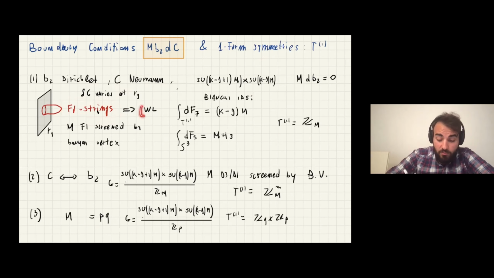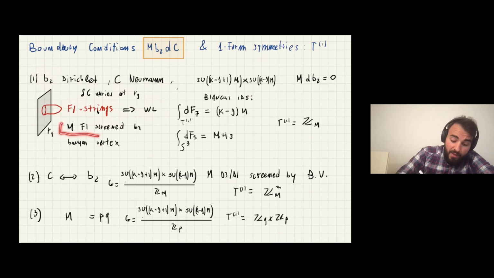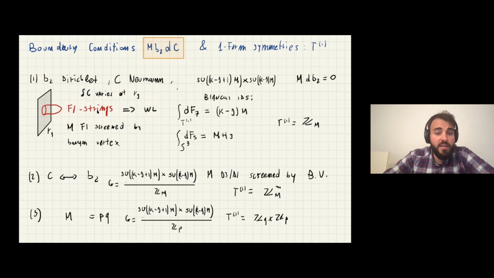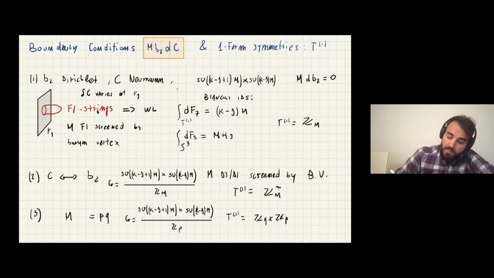Another aspect that is important is that if we study the F1 strings, which will give rise to the Wilson line, because the F1 strings are electrically charged under this B2, then if we put M F1 strings in this geometry, which terminate at the slice R_J, this will be screened by what is called the baryon vertex. So the baryon vertex is a coupling of the theory which trivializes, in this case, M F1 strings. And it is given by a combination of D5 brane, which has this flux configuration. So this is a probe D5 brane, together with a probe D3 brane wrapping S^3. And in this case, the D5 brane will be in T^{1,1}. So we see that here we need (K-J)M strings.